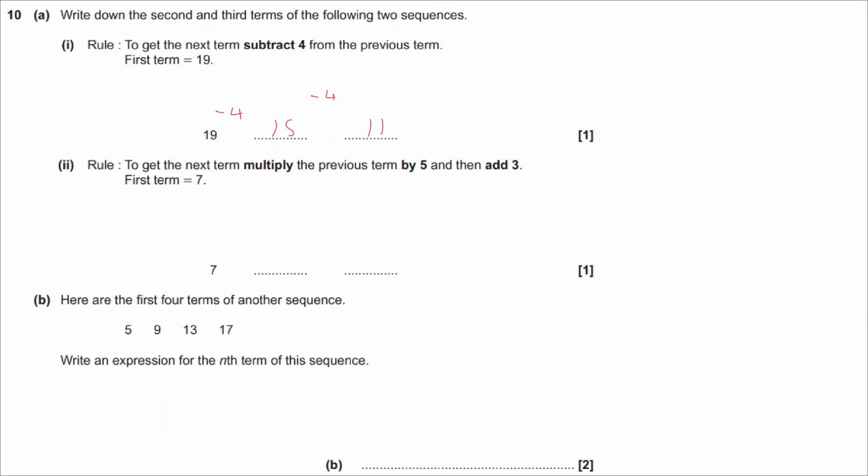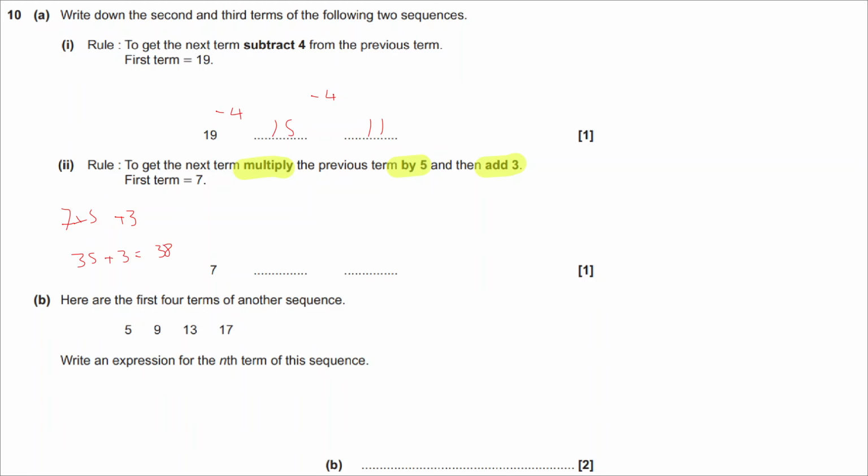That's it. Next one. Multiply the previous term by 5 and then add 3. Okay, so the first term is 7. So we're going to do 7 times 5 and then add 3. So that's going to give you 35. Add 3, which gives you 38.